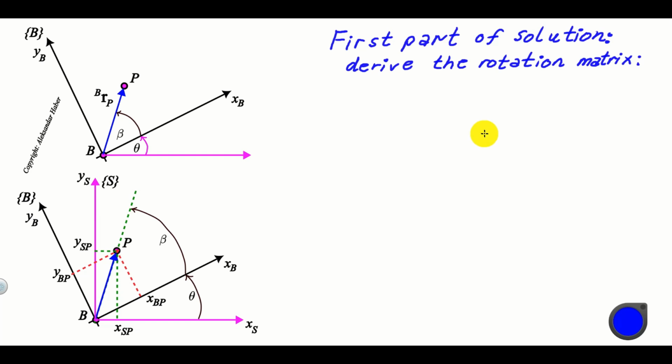The problem of deriving the homogeneous transform matrix can be split into two parts. In the first part, we need to derive the rotation matrix. So let's do that.